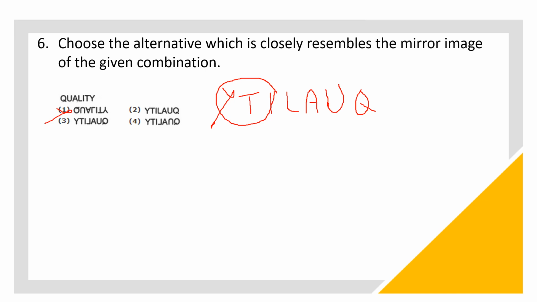So let's check the letter L. For L, what is the mirror image? Like this. So observe option 2. Option 2 is wrong. And in options 3 and 4, you will get the mirror image of L, correct. A also identical, U also identical, but in the fourth option U is changed. So the correct option is 3. Okay.